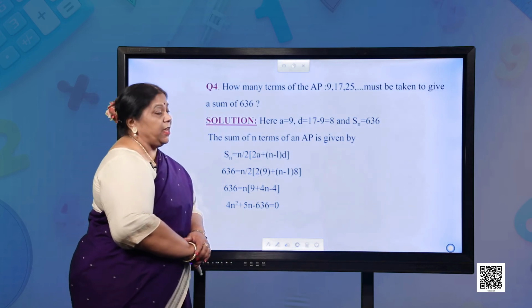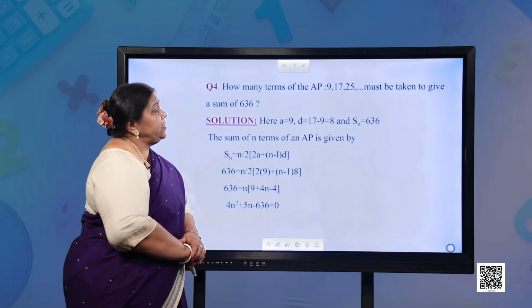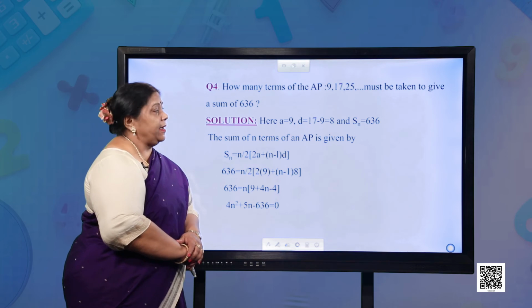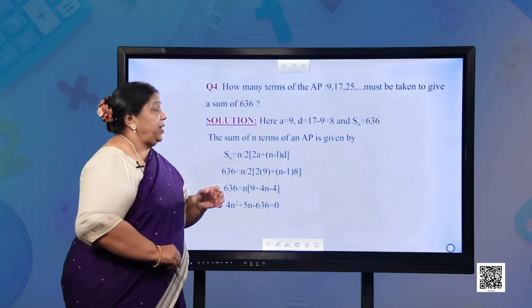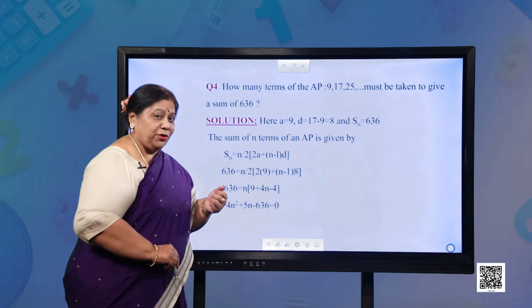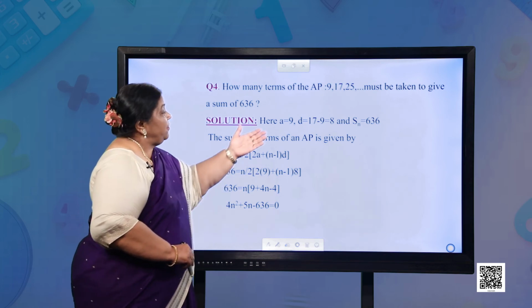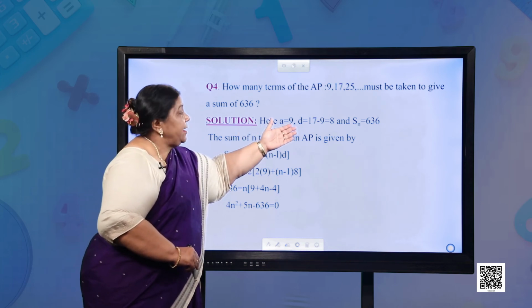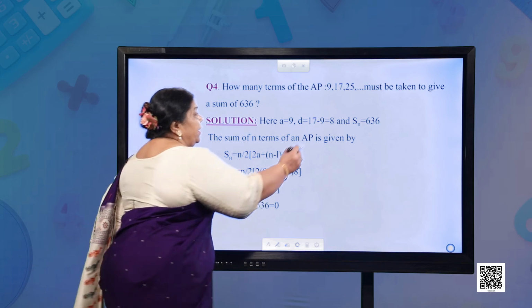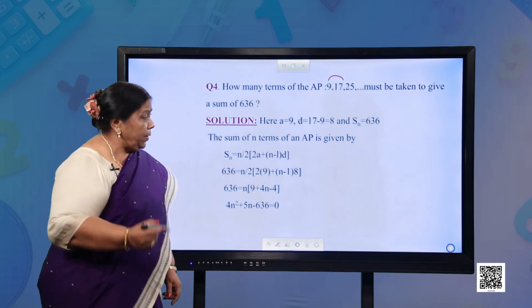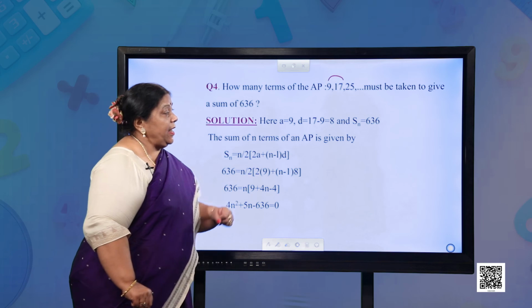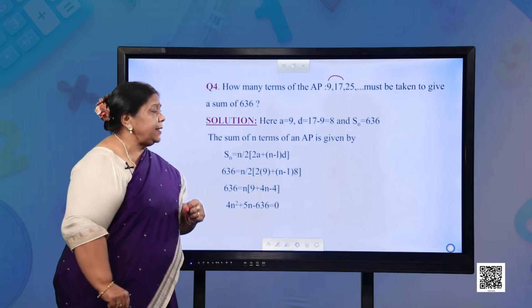How many terms of the AP 9, 17, 25 must be taken to give a sum of 636? Very important question from the examination point of view. Please pay attention. We have a is equal to 9 and d is equal to, how do we calculate d? Second term minus first term. 17 minus 9 is equal to 8. And we are also given Sn is equal to 636.